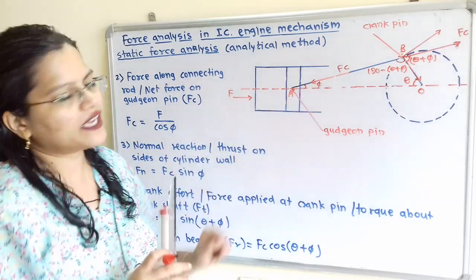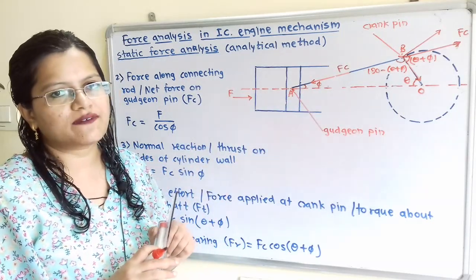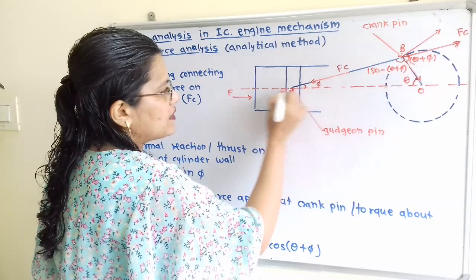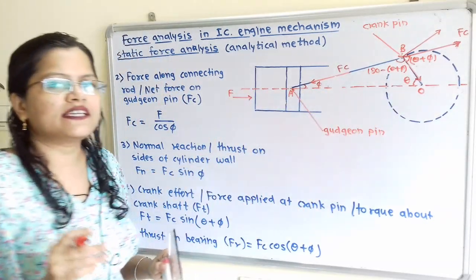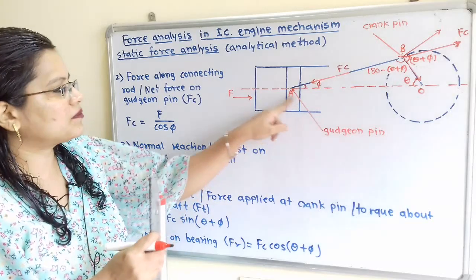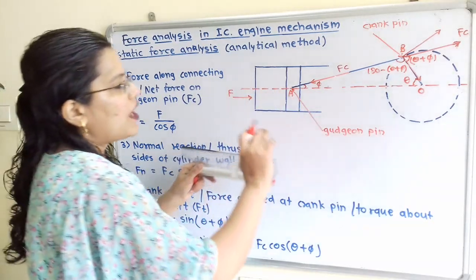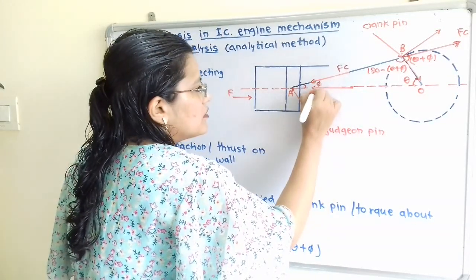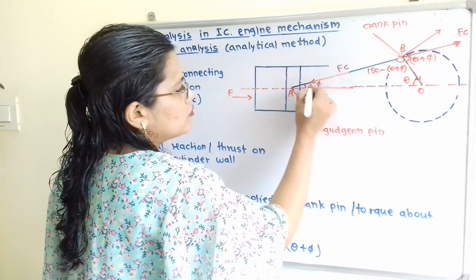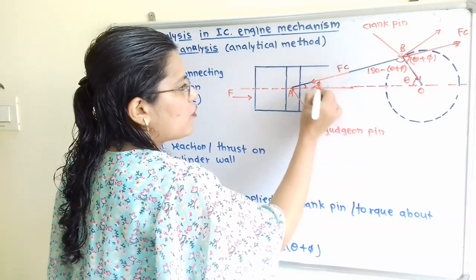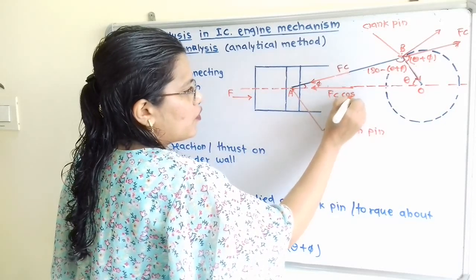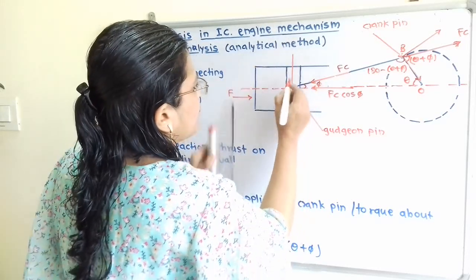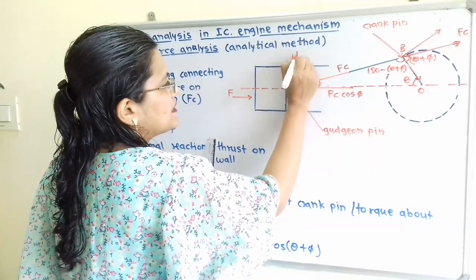Now we will resolve this Fc into horizontal component as well as vertical component. So this connecting rod is making an angle phi with this horizontal line. This horizontal line is the line of action of the movement of this piston cylinder arrangement. So how to resolve this? So I will resolve this horizontal direction. So what is its value? So value of this component is Fc cos phi. Now we will resolve into vertical component, and vertical component value is Fc sin phi.